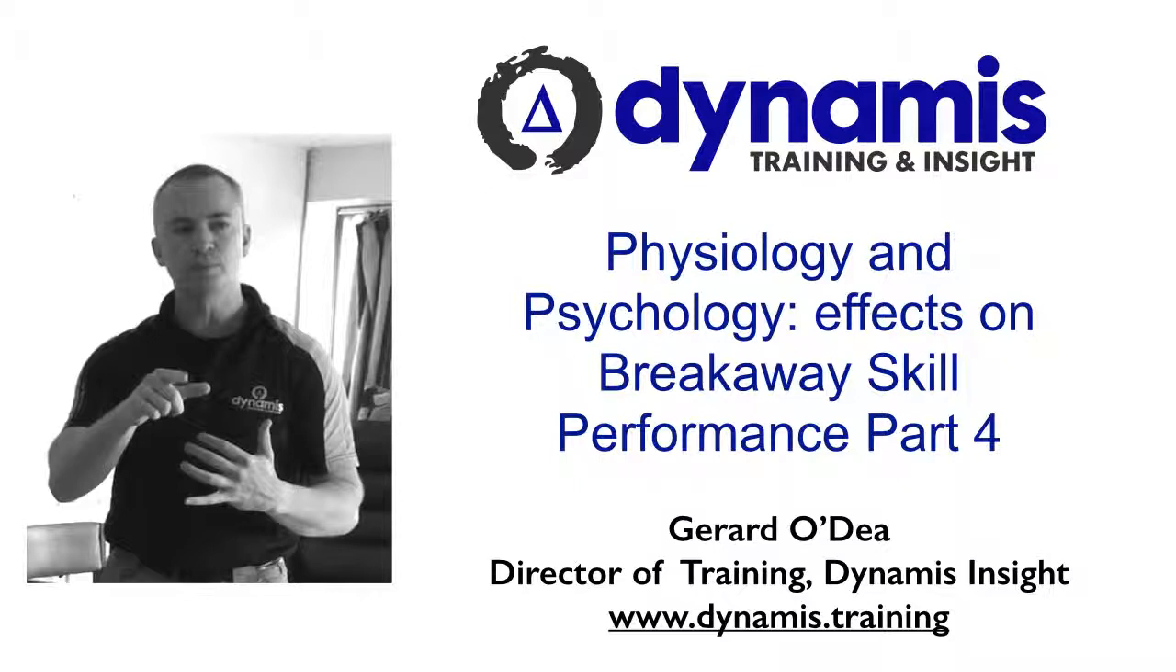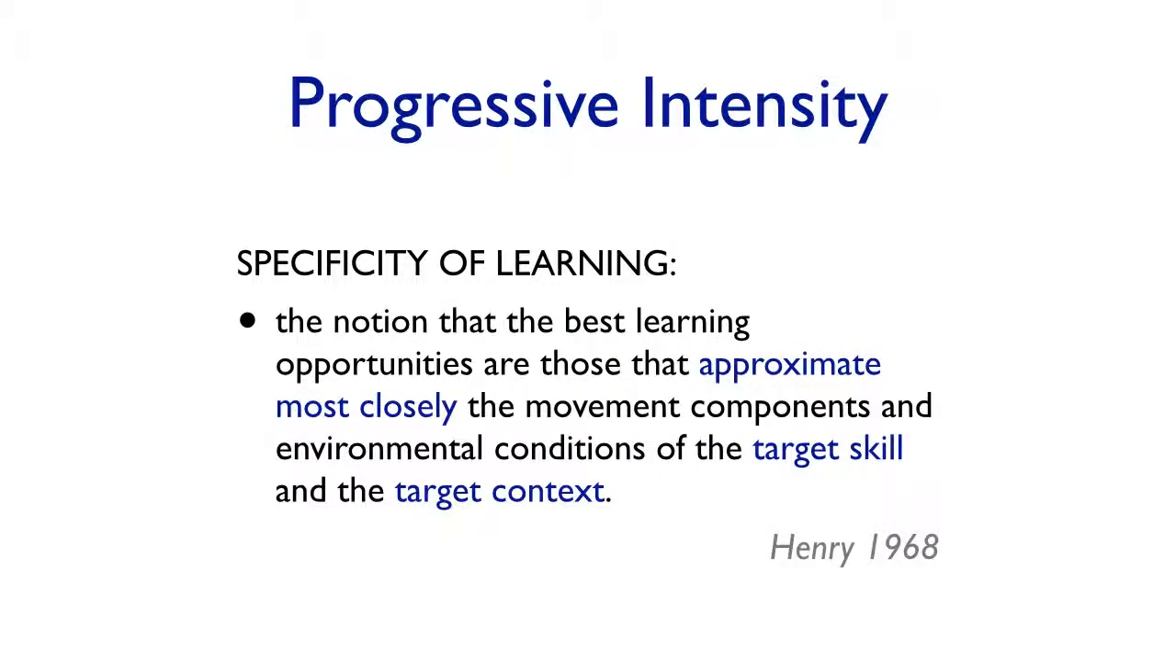Here we are in part four, and I'm going to talk a little bit more this time about training design in terms of how a trainer should approach structuring the training. So when we look at the sports science, we can see that progressive intensity and the learning opportunities and learning environments that most closely approximate the target skill environment and the target skill context, those are the best learning opportunities that we can give our learners.